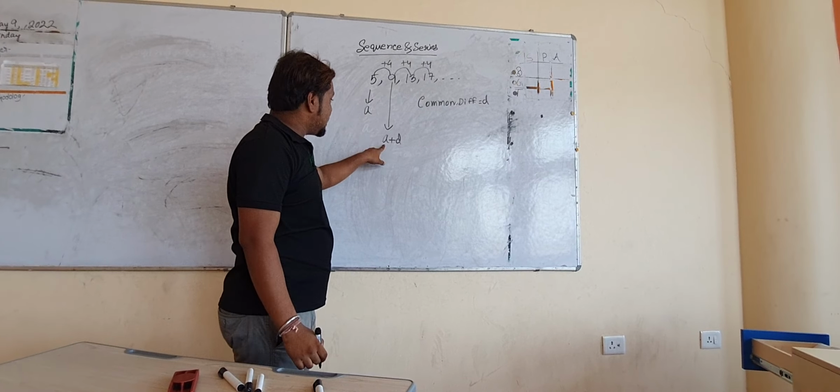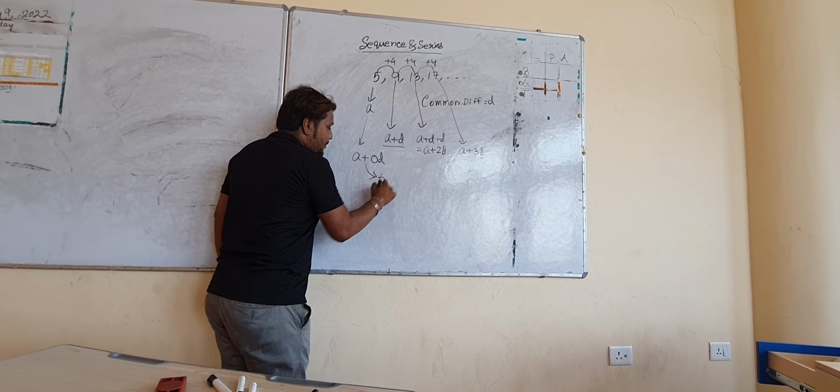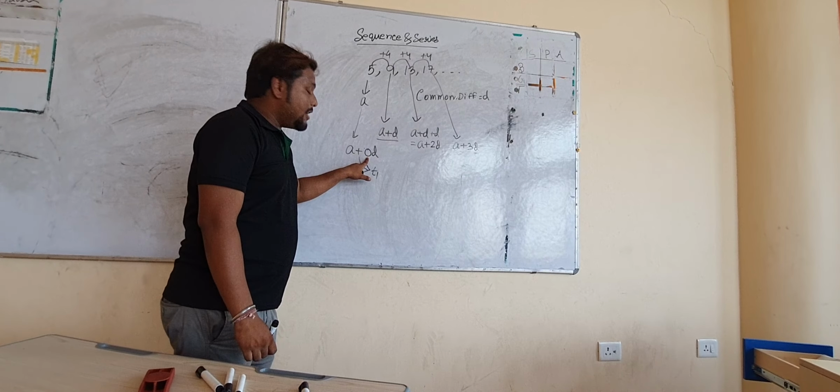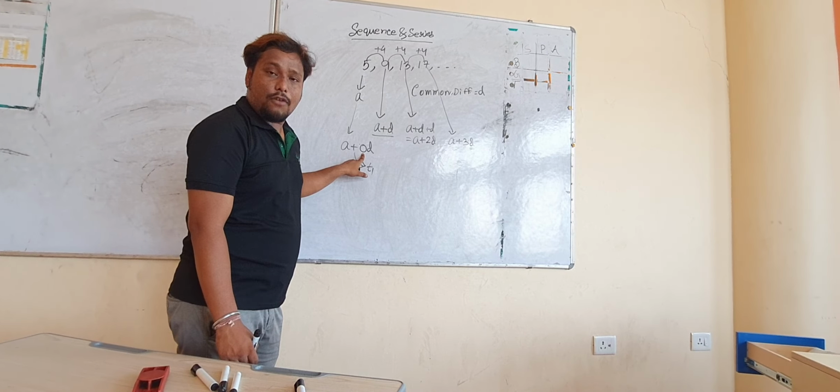Now you can see, multiplying something with 0 makes the term vanish, right? So A can be written as A plus 0 into D. Now, as you can see, the first term has 0 as the coefficient of D. The second term has 1 as the coefficient of D. The third term has 2 as the coefficient of D.